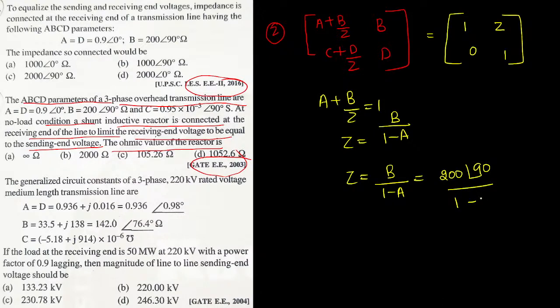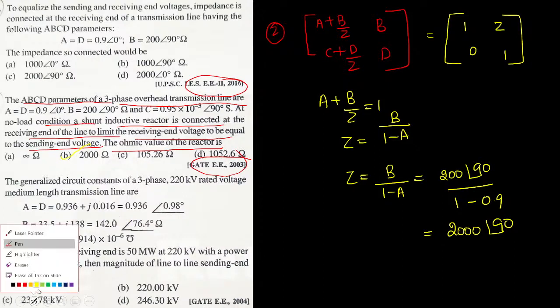Yes, same question, I hope. It will be 0.9. See, I have not noticed this. So it will be again same 2000 at an angle of 90 degrees. So the correct answer is what? Option B. Without changing the data, I think it was getting repeated. Okay, let us go through the next one.